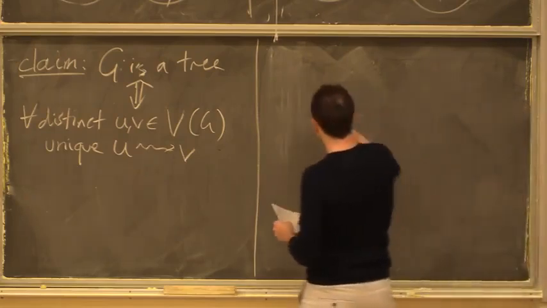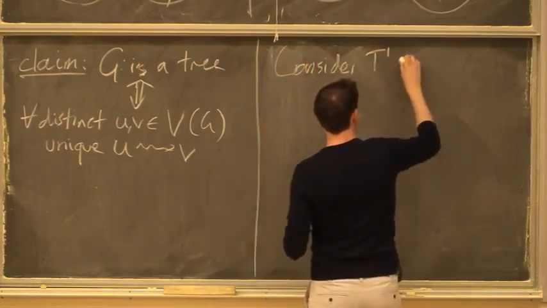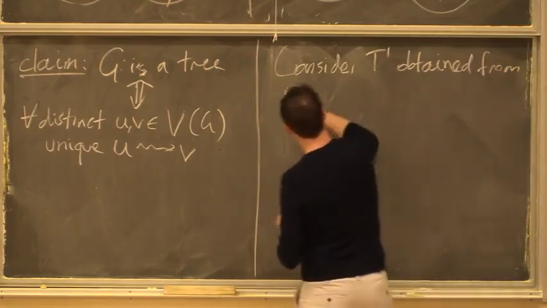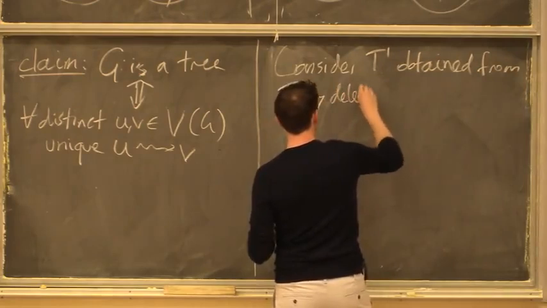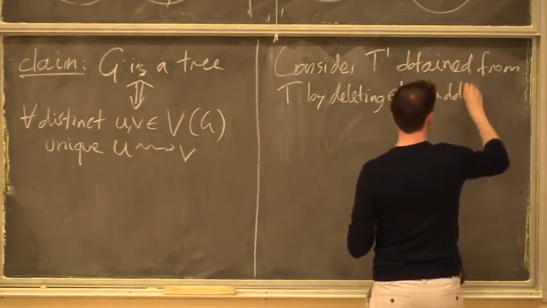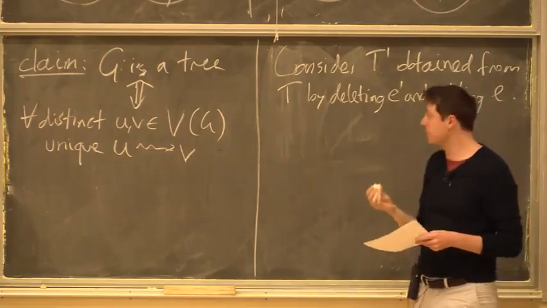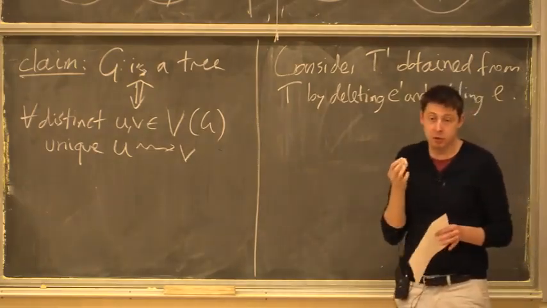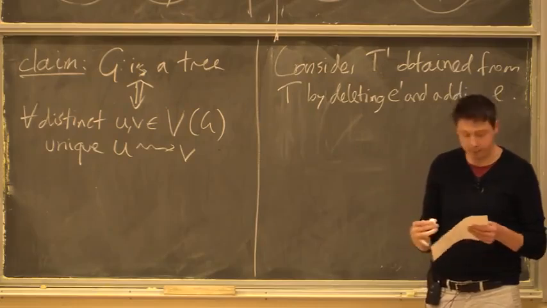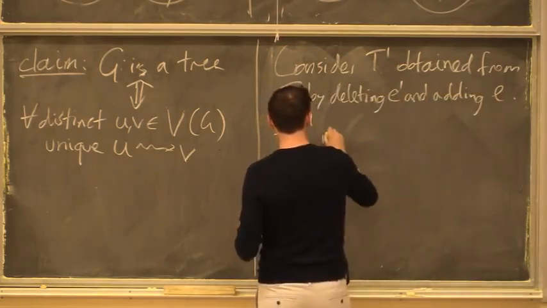So we're going to consider T prime obtained from T by deleting E prime and adding E. All right? So we need to convince ourselves that T prime is an MST. Now, first and foremost, we should convince ourselves that T prime is at least a tree, right? Otherwise, it's got no chance to be a minimum spanning tree. So first, T prime is connected.